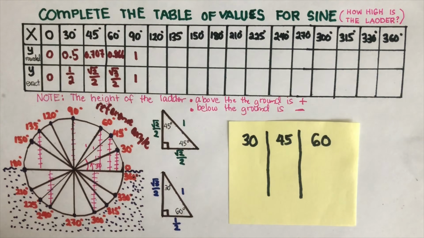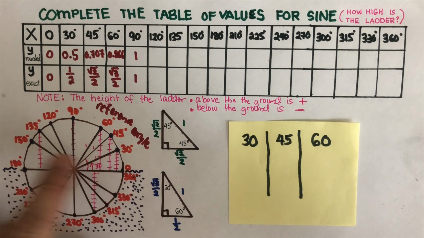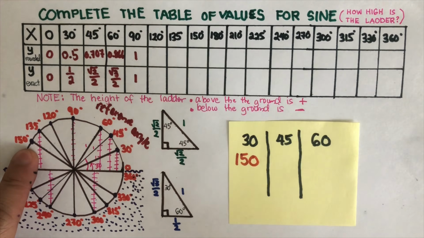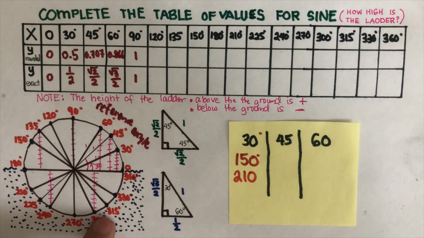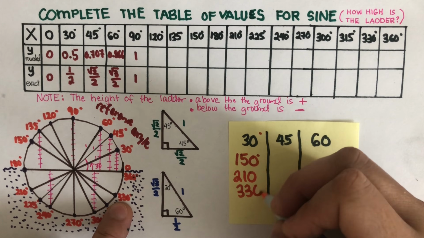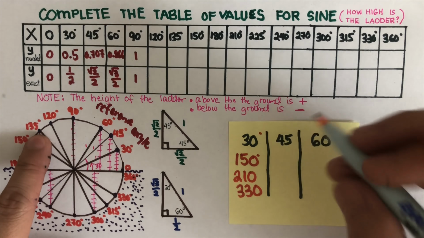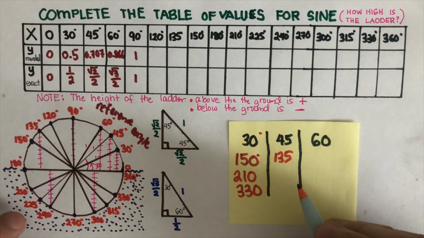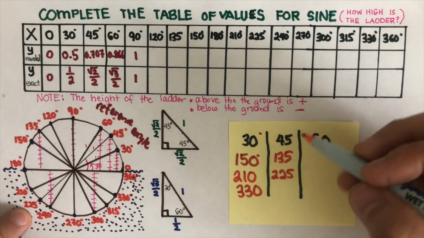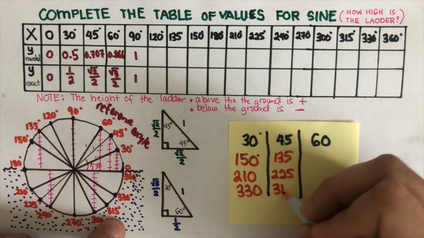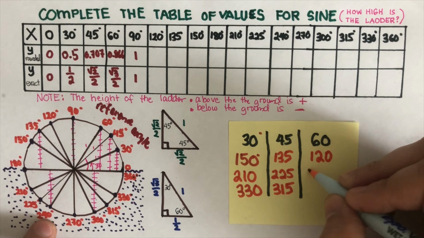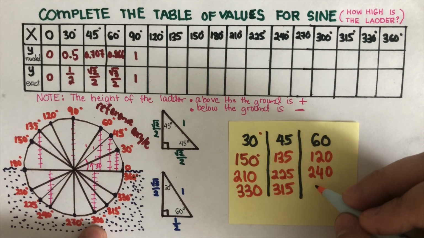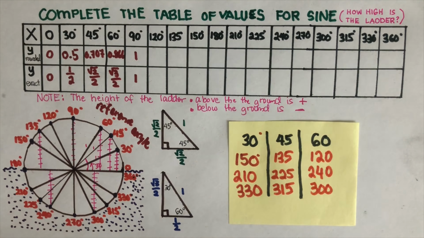So let's start with 30. If I have 30, all the other angles would be 150 degrees, and that would be the same as 210, and then the same as 330. And then for 45, that would be the same as 135. That would be the same ladder height as 225, and that would be the same ladder height as 315. For 60, that would be the same as 120, the same as 240, and the same as 300.